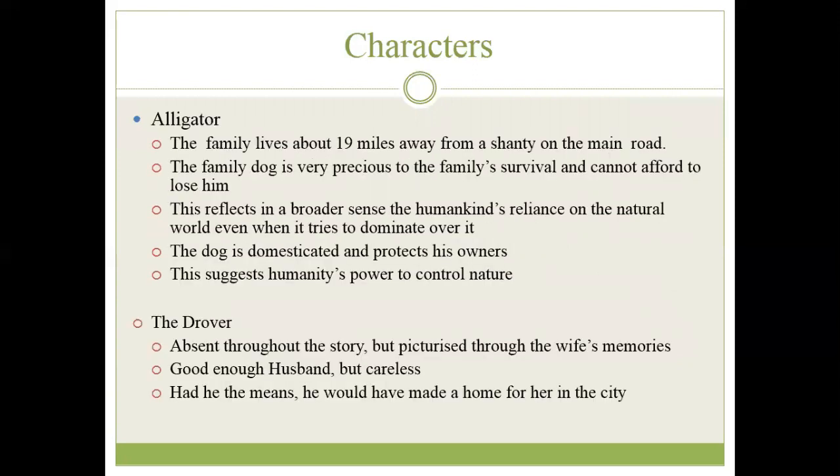Alligator is the name of the family dog. The family lives about 19 miles away from a shanty on the main road. The family dog is very precious to the family's survival, and they cannot afford to lose him. This reflects, in a broader sense, humankind's reliance on the natural world, even when it tries to dominate over it. The dog is domesticated and protects his owners. This suggests humanity's power to control nature.